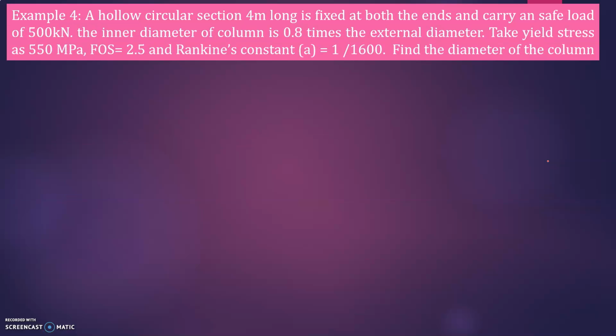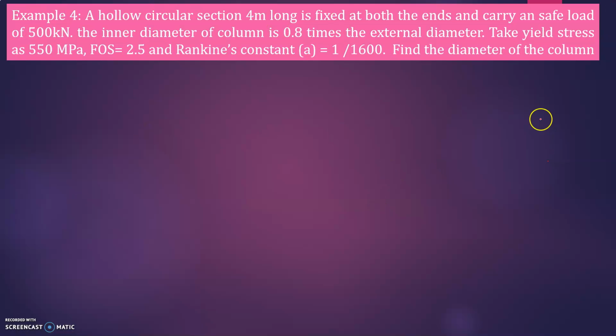Let us take one more example. A hollow circular section 4 meter long is fixed at both ends and carries a safe load of 500 kilonewton. The inner diameter of the column is 0.8 times the external diameter. Take yield stress as 550 MPa. Factor of safety is equal to 2.5 and Rankine's constant alpha is equal to 1 divided by 1600. Find the diameter of the column.